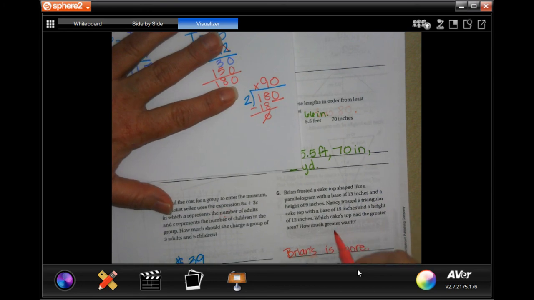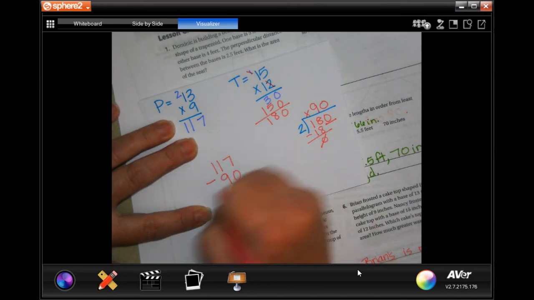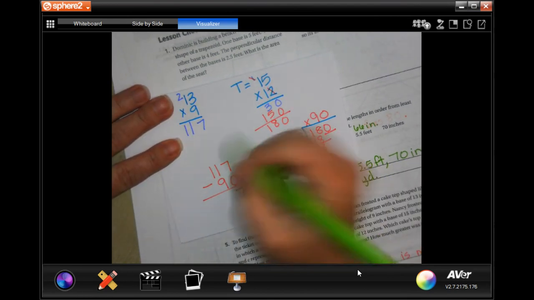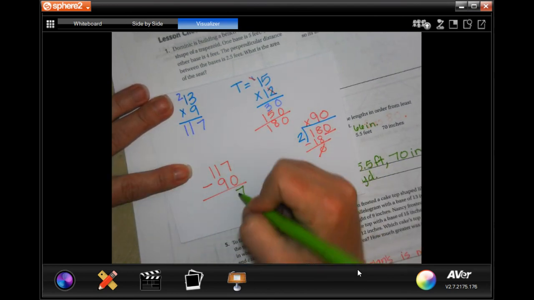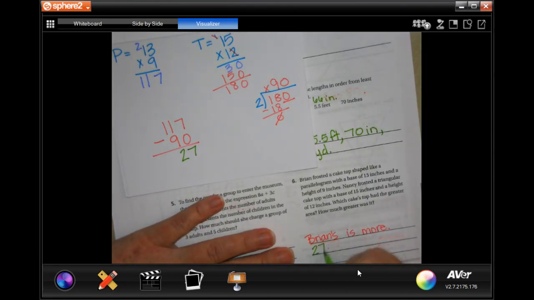And then how much more is it? Well, let's do the 117 minus the 90. Well, 7 minus 0 is 7. 11 minus 9 is 2. So 27. So we're going to put by 27 inches squared.